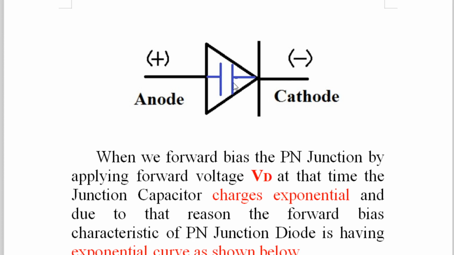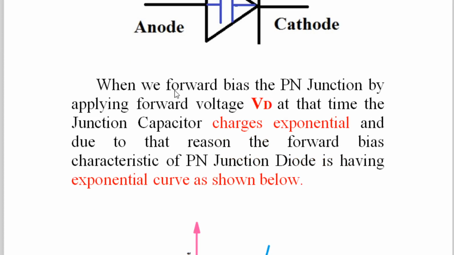Now whenever you forward bias this p-n junction diode by applying a battery, anode to the positive of the battery and cathode to the negative of the battery, this capacitor starts exponential charging. Exponential nature is nothing but logarithmic nature. That's why the diode is called a log element.